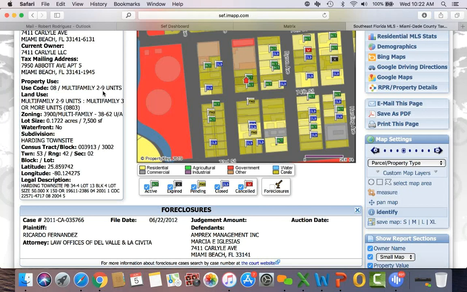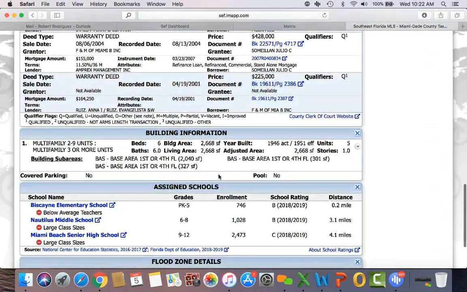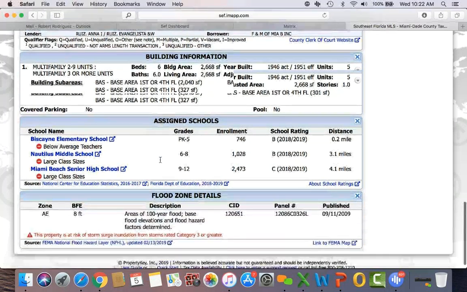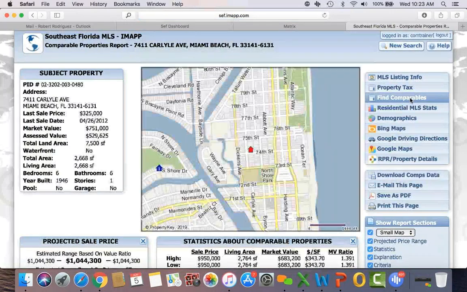What we like about iMapp so much is that when you ask to see comparables, it'll actually look for the same property use code. It'll never mix and match. It'll always look for the same kind of property. Therefore, your comparables should match. So this is a 2,668 square foot, 6-bedroom, 6-bath building in Miami Beach. And what we're going to do is that we're going to find comparables off on the right-hand side by clicking on Find Comparables.